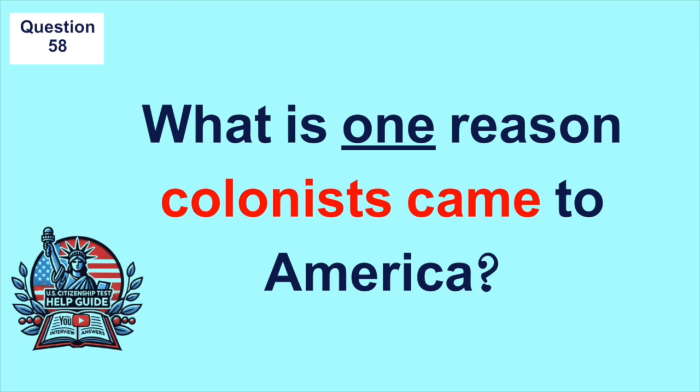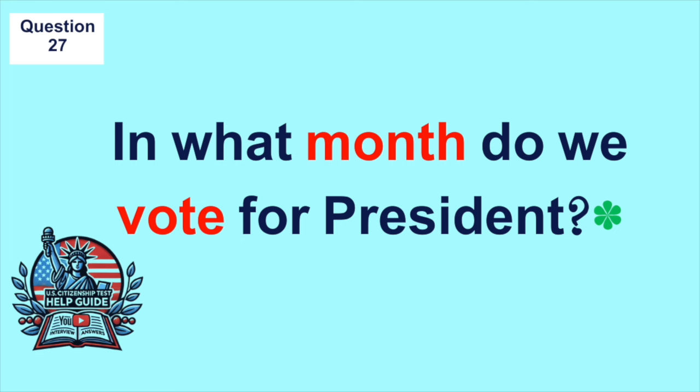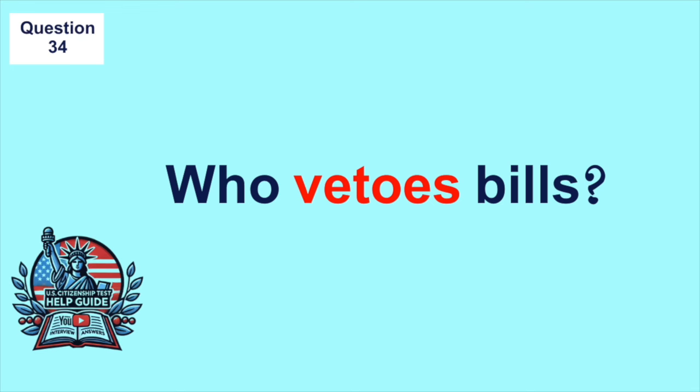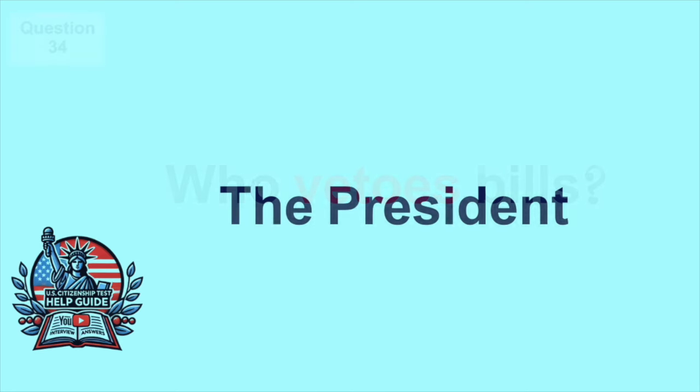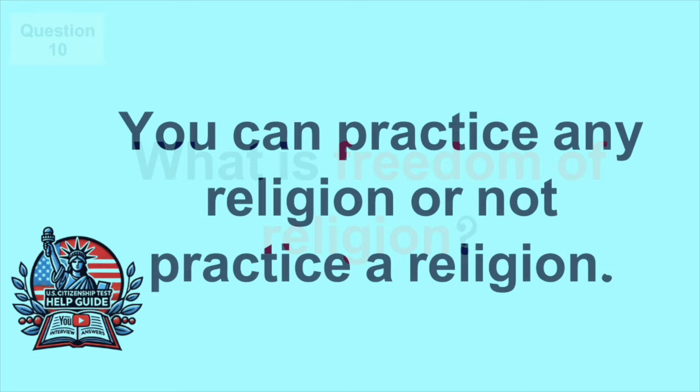What is one reason colonists came to America? Freedom. In what month do we vote for president? November. Who vetoes bills? The president. What is freedom of religion? You can practice any religion, or not practice a religion.